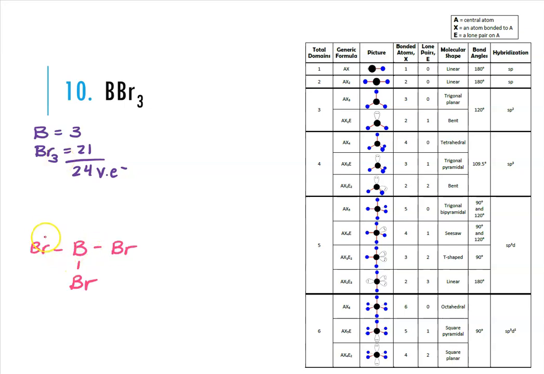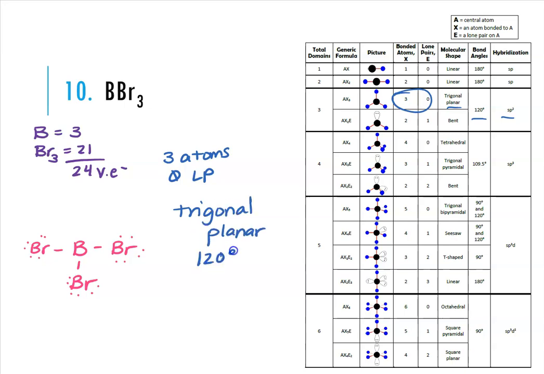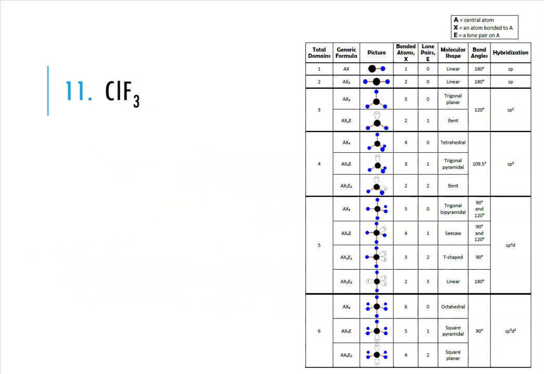2, 4, 6, 7, 8, and counting up to 24. All right, so I've got 24 already, so I don't need to put anything on the central atom. So I have 3 atoms and 0 lone pairs, which means I am looking at trigonal planar, 120 degrees, and sp2 hybridization, right?